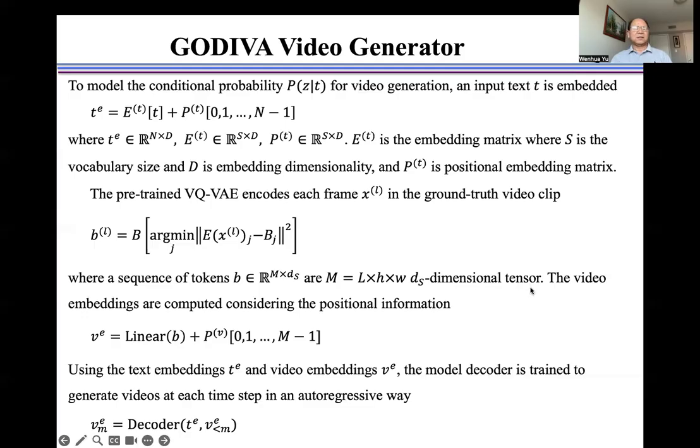The video embeddings are computed considering the positional information as shown here, using the text embeddings TE and video embeddings VE. The model decoder is trained to generate videos at each time step in an autoregressive way, as shown here.